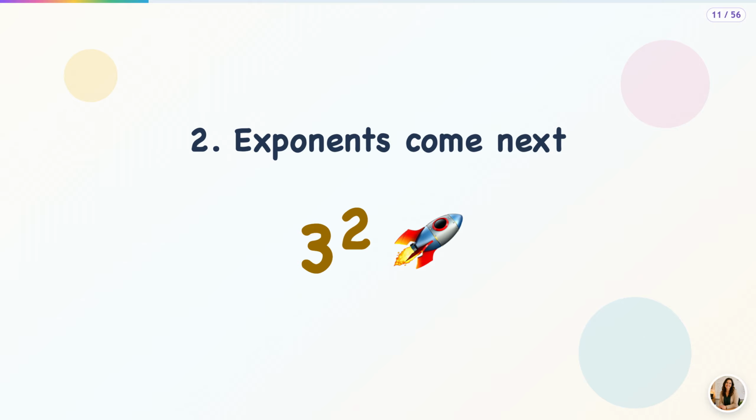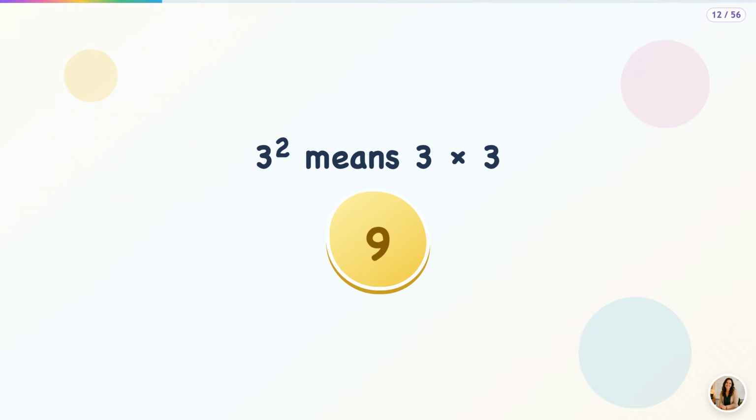After groups, look for an exponent, the tiny raised number. It tells us how many copies of the base are multiplied together. 3 squared means 3 times 3, which is 9. It does not mean 3 times 2. The little 2 counts copies of the base.